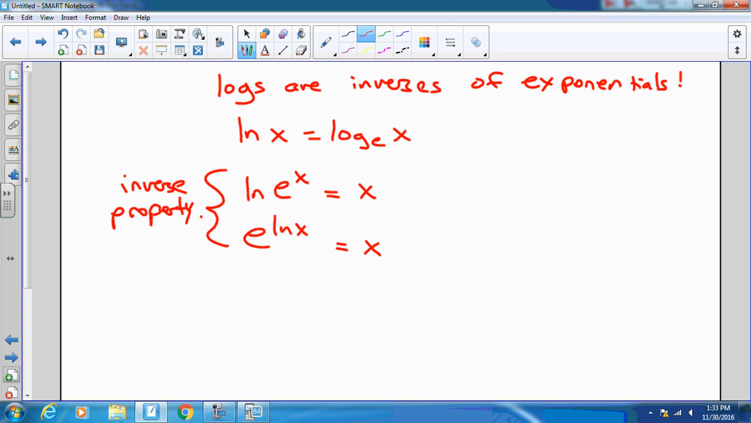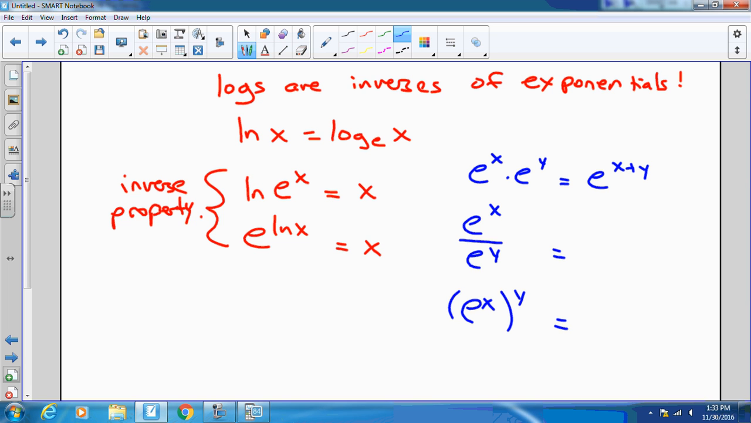Now this has some important implications for us because we previously, when we talked about exponentials, had three properties of exponentials. And our three properties of exponentials were the product rule for exponentials, the quotient rule for exponentials, and the power rule for exponentials. And what were all of these? Everybody together. e to the x and e to the y is? x plus y. That's it. And e to the x over e to the y? And e to the x to the y?